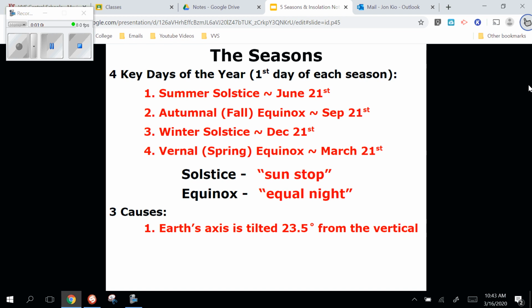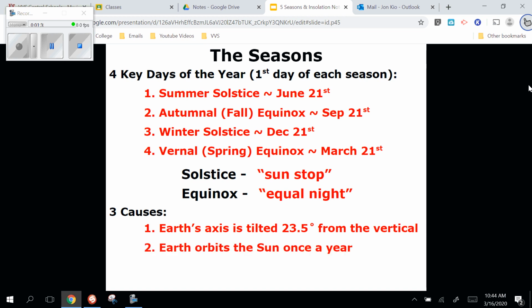All right, so what causes those 4 seasons? Well, first thing is because the Earth is tilted. It's tilted 23.5 degrees off of vertical. It's not straight up and down. If the Earth were straight up and down on its plane of orbit, we would basically have fall, spring seasons year round. And if it was tilted more than 23.5 degrees, we would have more extreme seasons. We'd have hotter summers and colder winters.